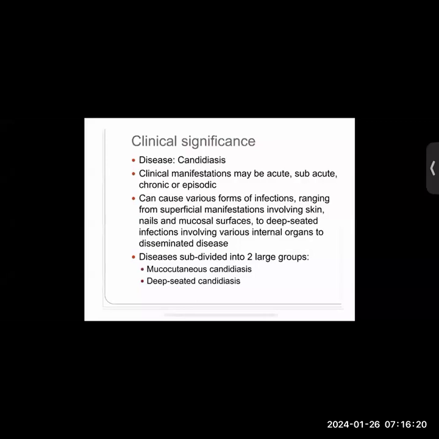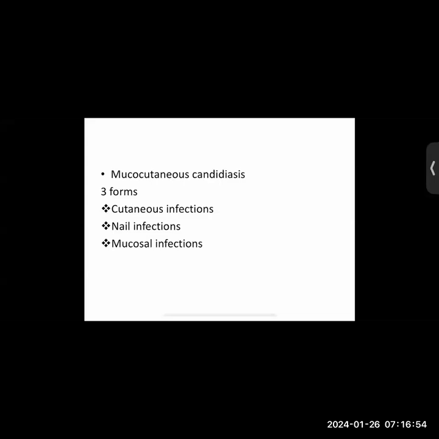Clinical significance. It can cause a disease called candidiasis, and the clinical manifestation may be acute, subacute, chronic, or episodic. It can cause various forms of infection, ranging from superficial manifestation involving skin, nails, and mucosal surfaces, to deep-seated infection involving various internal organs, to disseminated disease. It can be divided into two large groups: mucocutaneous candidiasis and deep-seated candidiasis. The mucocutaneous forms could be cutaneous, nail infection, and mucosa infection.